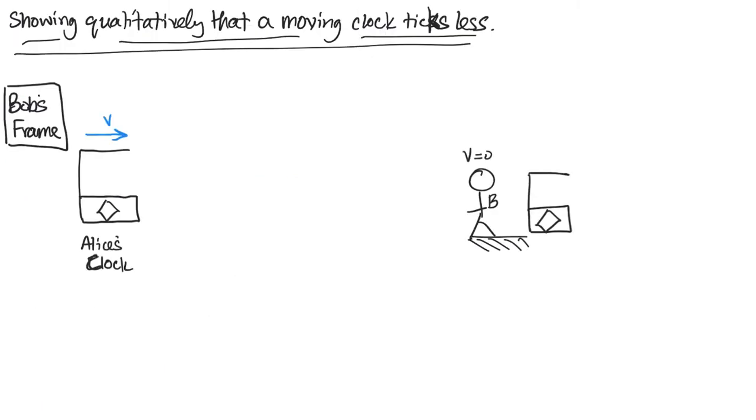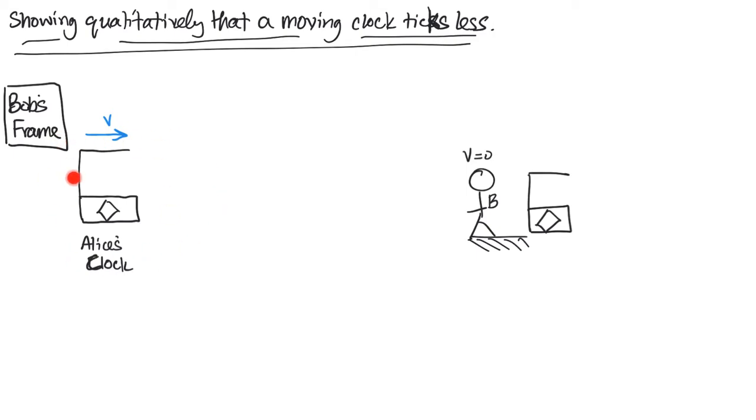Okay, so here we are. We're going to show qualitatively that the moving clock ticks less than a clock that's at rest. And we're going to do so by looking in Bob's frame once again. And we have Alice's clock. Remember, that's on a rocket. For the simplicity of the drawing, I'm not going to draw the rocket in every time.